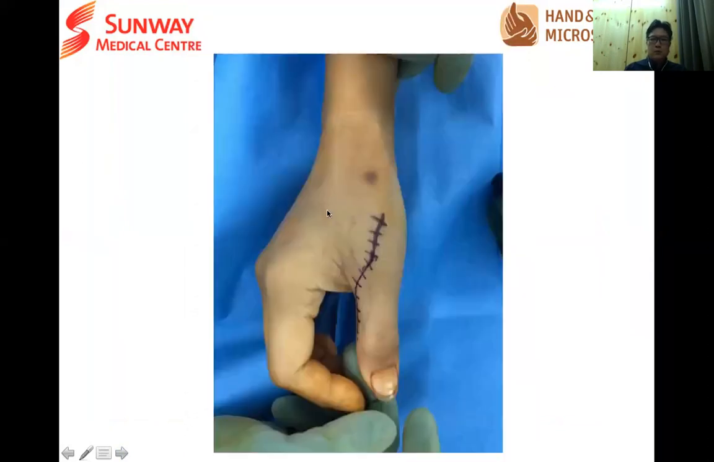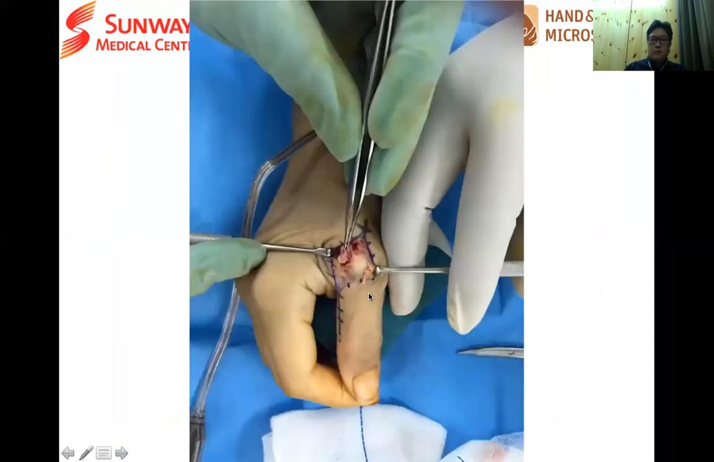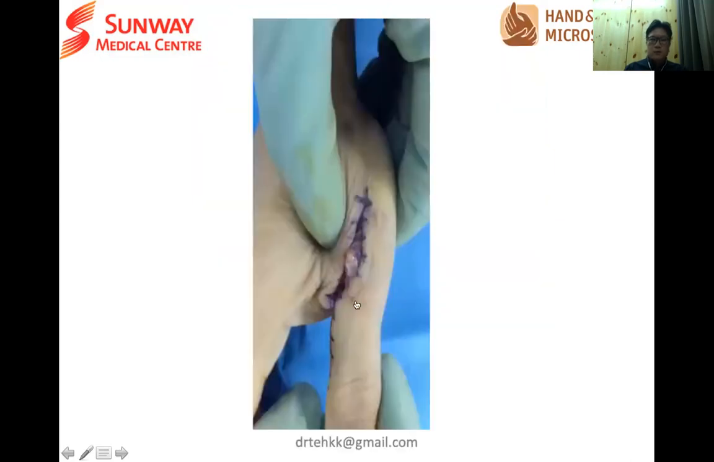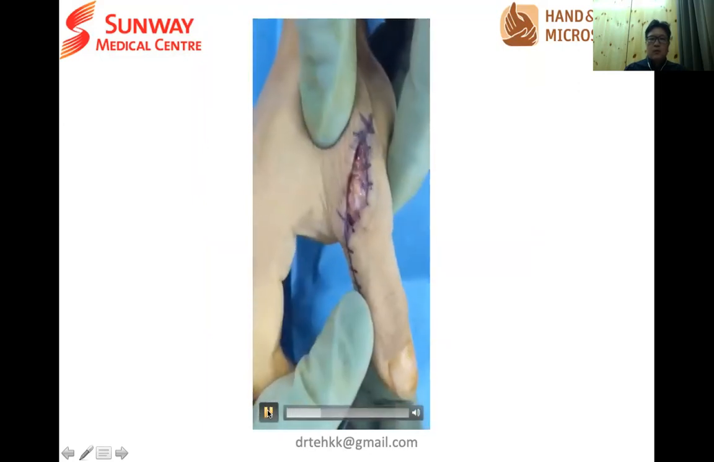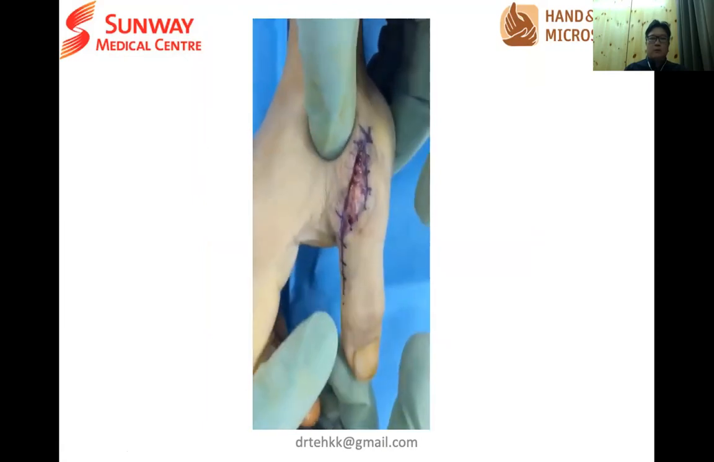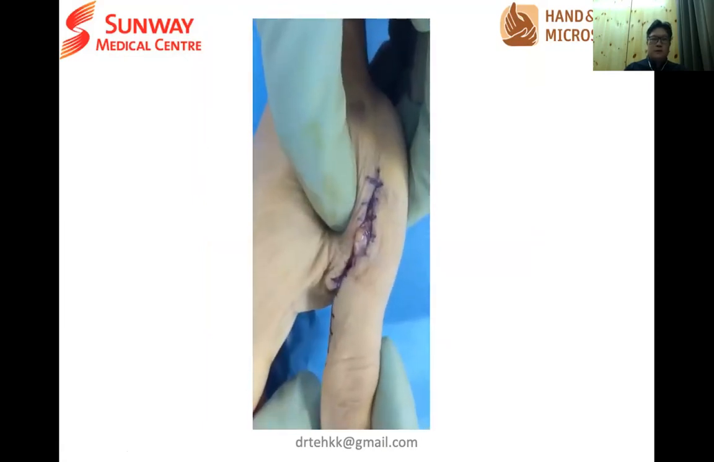I'll just show you how we do it. That's the ruptured ligament. What I did for her is I pulled it back, then put in an anchor suture and stitched this down. This is intra-op after I repaired it, to test how good it is. You see, it's pretty stable now. I cannot sublux it anymore. So this is how it is.